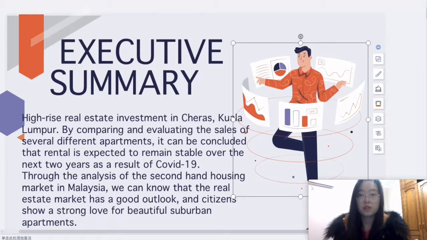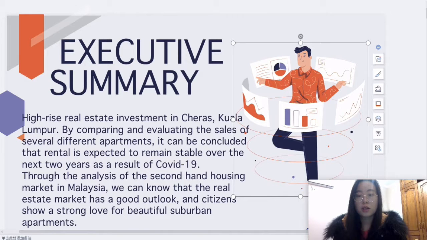First part is executive summary. We focus on high-rise real estate investment in Kuala Lumpur. By comparing and evaluating the sales of several different apartments, it can be concluded that rental is expected to remain stable over the next 2 years as a result of COVID-19.